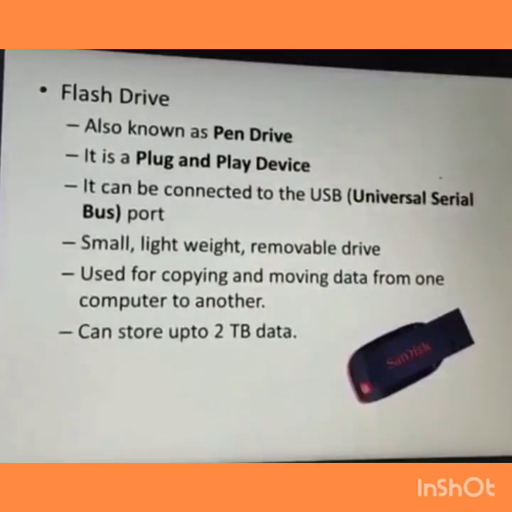Flash drive, which is also known as pen drive. It is a plug and play device. It can be connected to the USB, meaning Universal Serial Bus, port. A small, lightweight, removable drive, it is used for copying and moving data from one computer to another. It can store up to 2 TB of data.